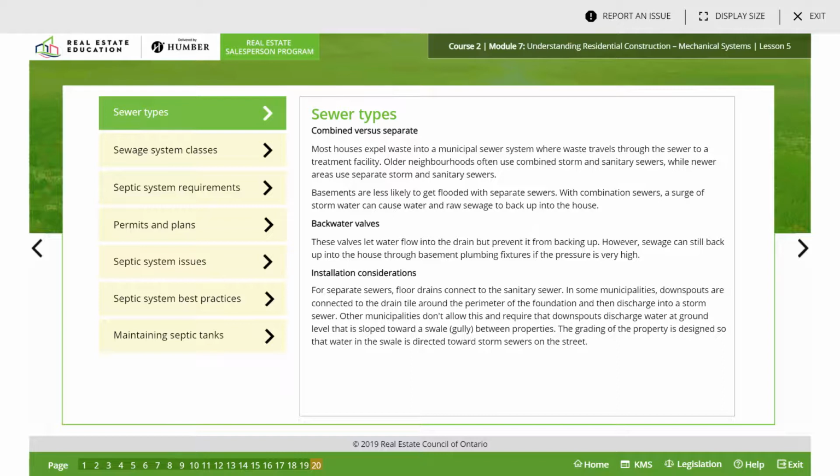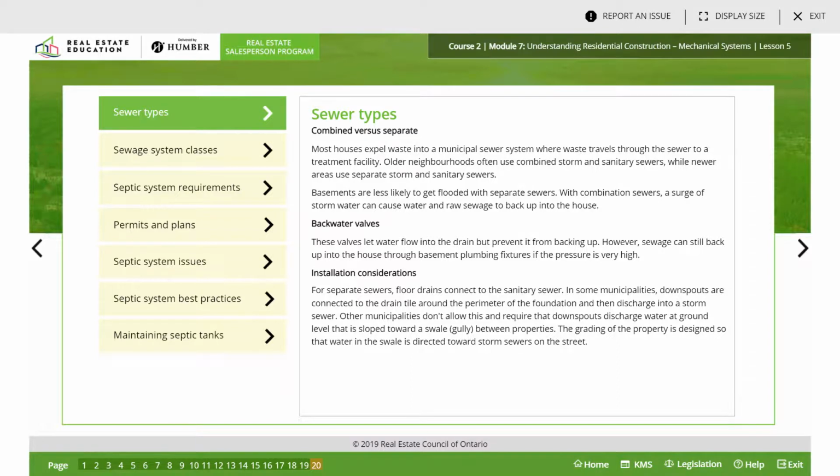With combination sewers, a surge of storm water can cause water and raw sewage to back up into the house. Backwater valves let the water flow into the drain but prevent it from backing up. However, sewage can still back up into the house through basement plumbing fixtures if the pressure is very high.